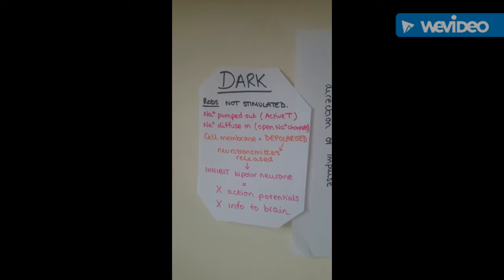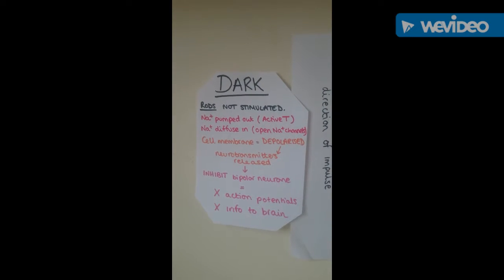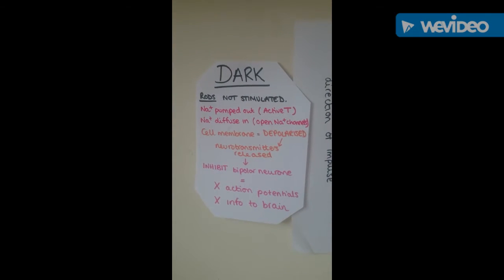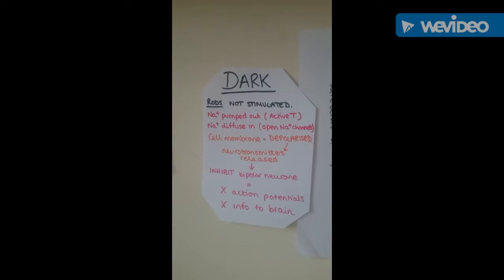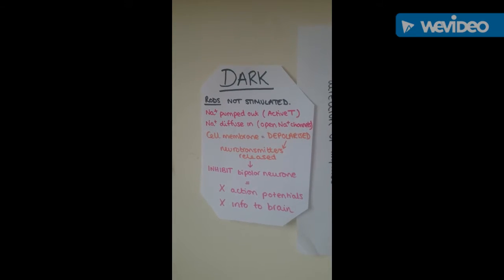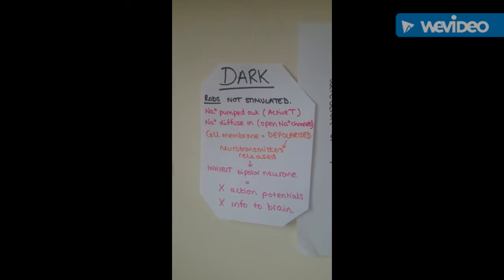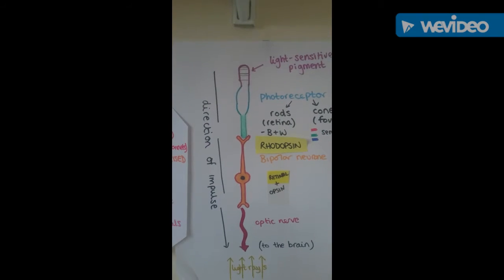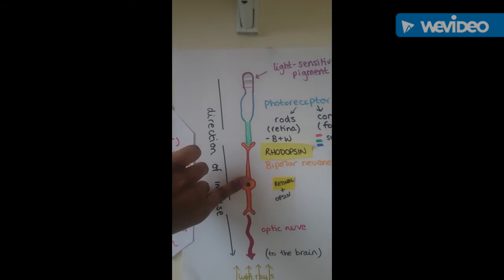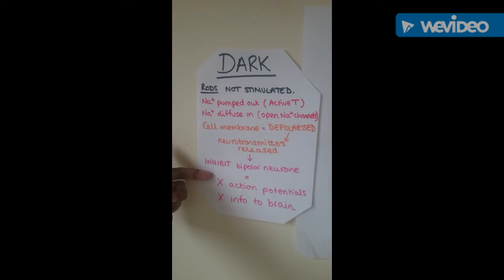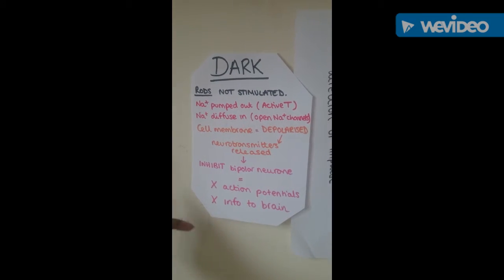What is depolarization? Depolarized just means there's not much difference in the charge across the membrane. Now, this very slight difference in cell membrane charge triggers the release of an inhibitory neurotransmitter. So we have an inhibitory neurotransmitter being released. This neurotransmitter then inhibits the bipolar neuron and prevents it from firing action potentials, and so no information is sent to the brain.